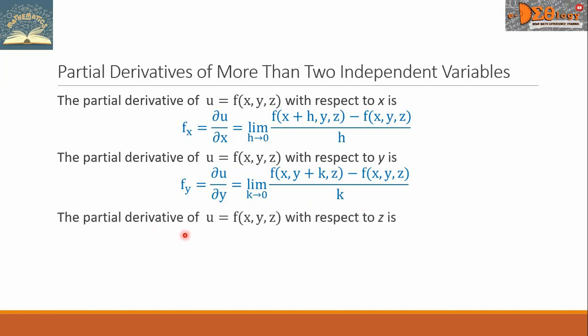Then the partial derivative of u equals the function f of x, y, and z with respect to z is here: f sub z is equal to the partial derivative of u with respect to z is equal to the limit of this function. We say that this is the definition of the partial derivative of u with respect to z.